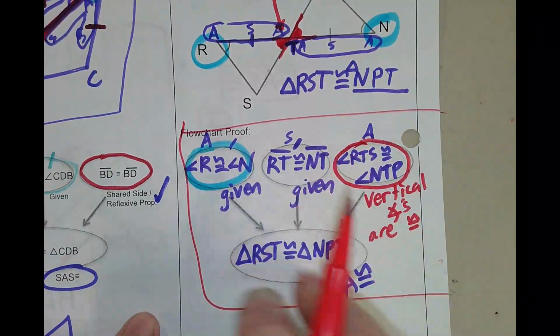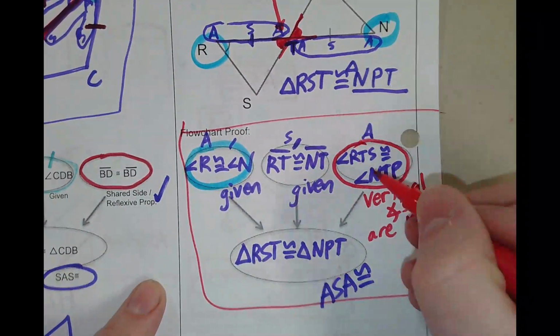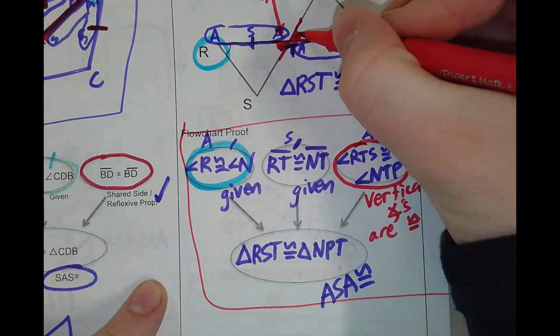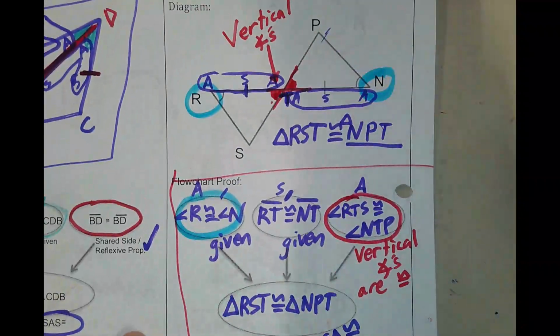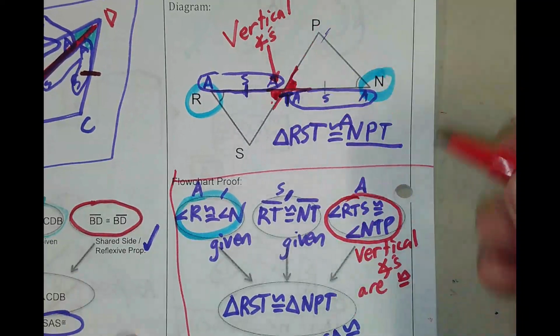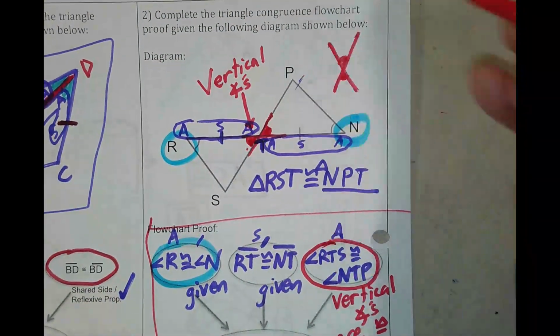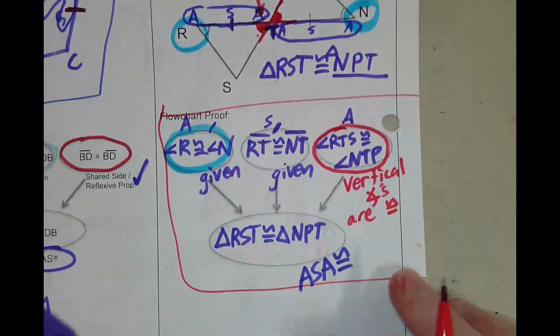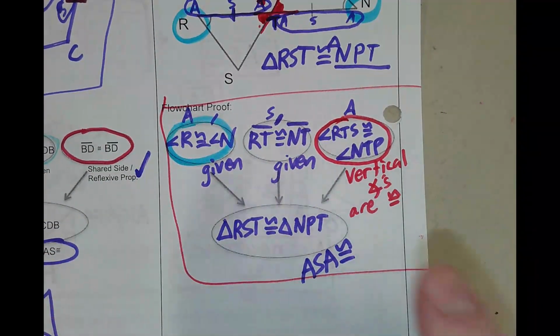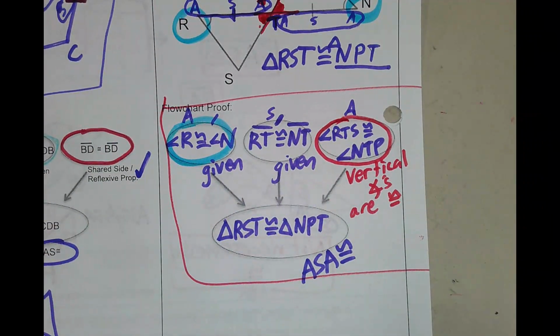Just remember, every statement has to have a reason, and the reason why these angles in red were the same is because we knew they created the letter X. That there, you have to memorize, is called vertical angle.